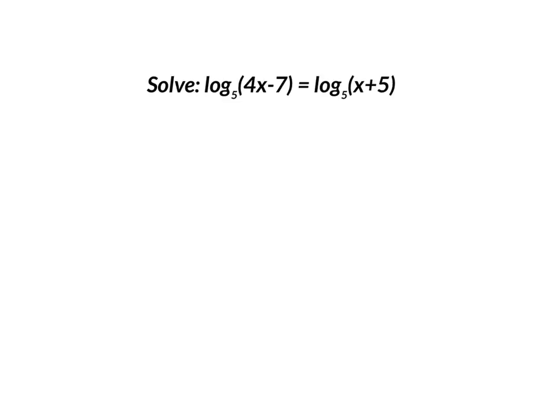Let's try one. All right, log base 5 of 4x minus 7 equals log base 5 of x plus 5. Now, what I know for sure is the log base 5s are already equal. So what else has to be equal is the number that comes after them. So I'm just going to set those two equal, basically just dropping out the logs. You're not really canceling them, they're already equal. So you take the other parts to make them equal.